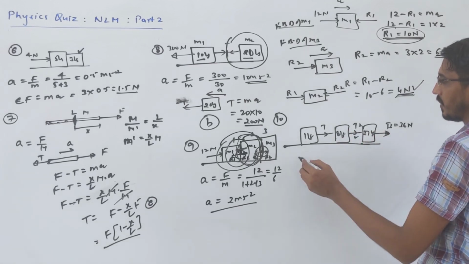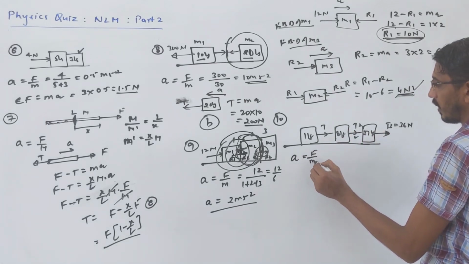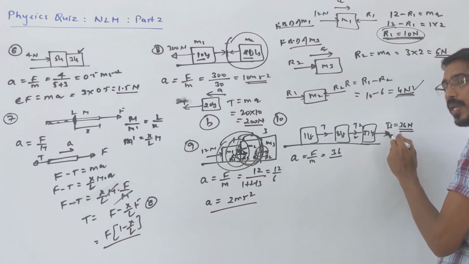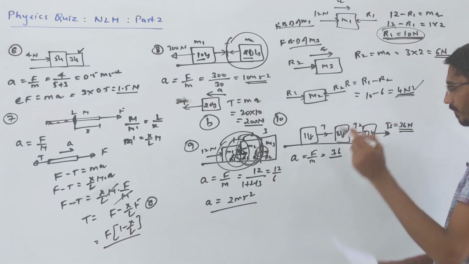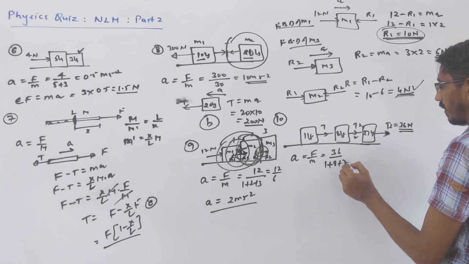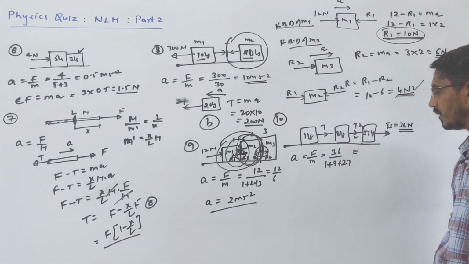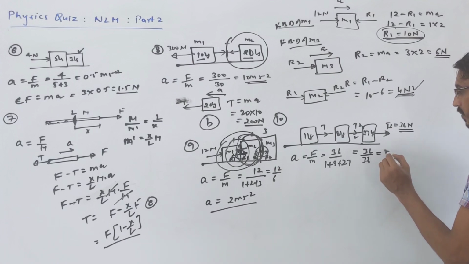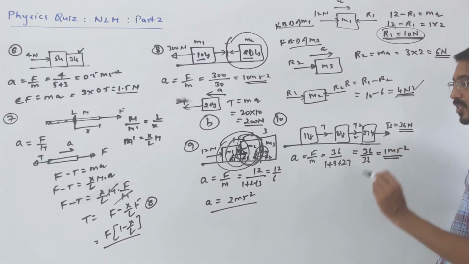Let's find the acceleration of the system. What is acceleration? Net force by total mass. The net force is what we applied, 36 Newton, the tension given in this string, that's the force applied here simply. The total mass also becomes 36. So 36 by 36 means 1 meter per second squared. That's the acceleration of the system.